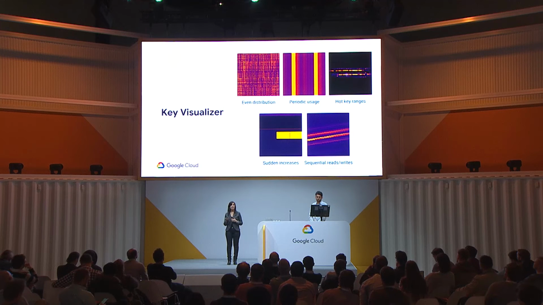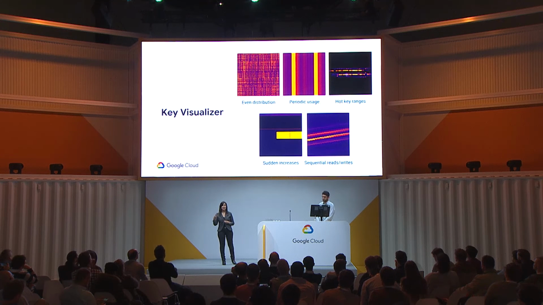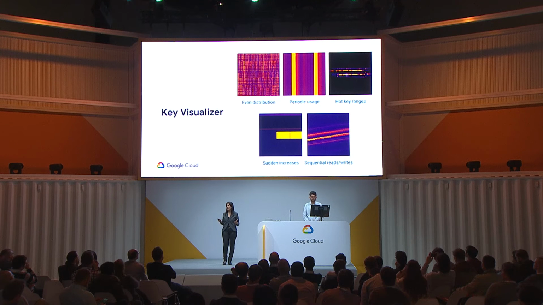These are some of the common patterns we can see in Key Visualizer. For example, you can see a periodical usage, so the entire key schema is affected at once by something that is happening, normally a batch, MapReduce, or Apache Beam. And the diagonal pattern you see here on the bottom right is also interesting. It's indicative of a sequential scan or write, usually, again, by a MapReduce or one of the processing frameworks.